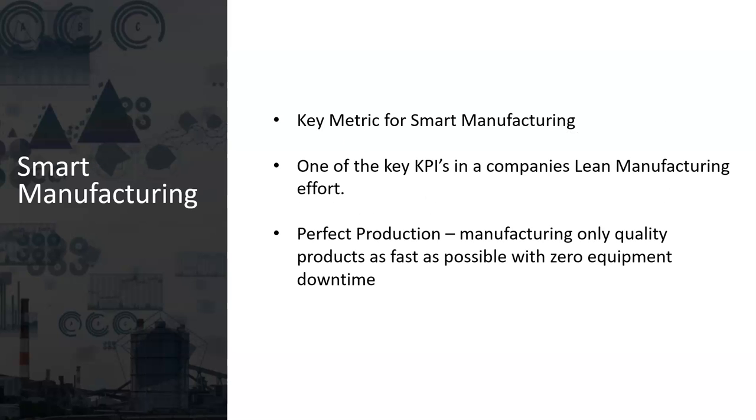If it's part of smart manufacturing, it's probably a smart thing to do. OEE is frequently used as a key metric in smart manufacturing programs and provides you with an overall framework for measuring the production efficiency of your operation. OEE analysis is also commonly used as a KPI in association with the company's lean manufacturing effort to serve as an indicator of success as the score continues towards perfect production, or 100%. Perfect production is defined as manufacturing only quality product as fast as possible within the determined parameters with zero equipment downtime.